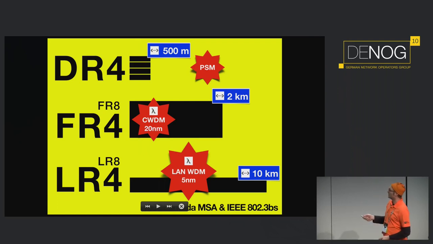And for sure, we will see LR4 up to 10 kilometers, also for 400 gigabit, second generation, and LR8 and FR8 is the first generation with the 8x50 gigabit.